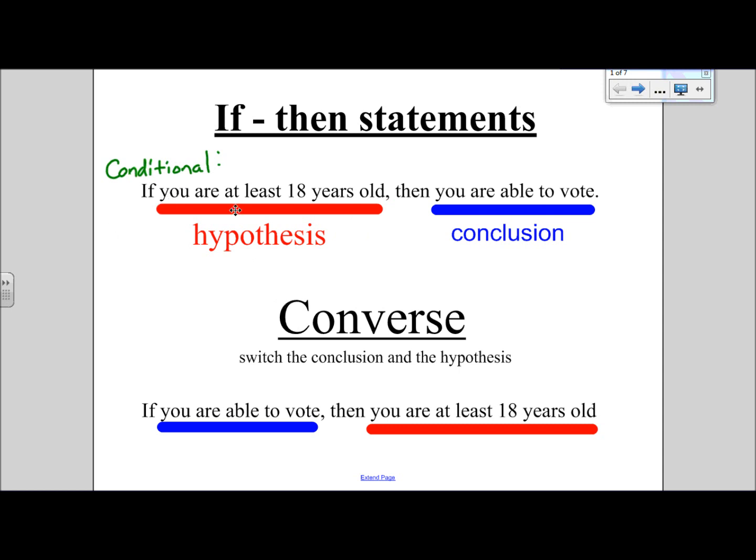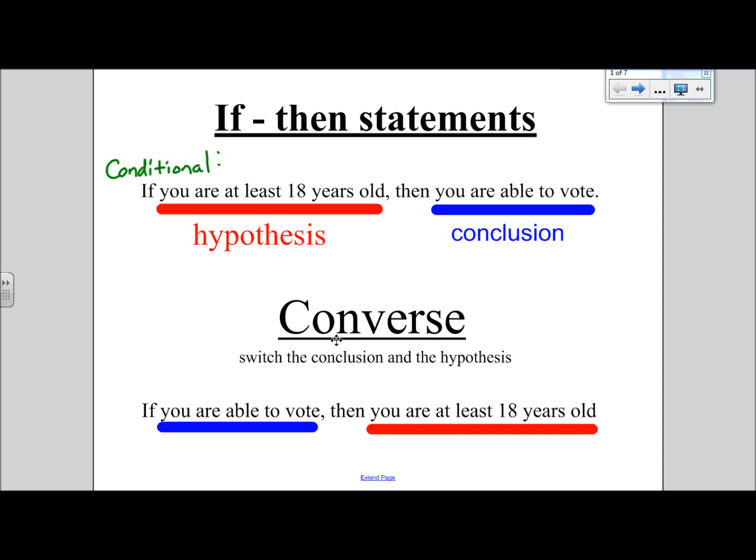So let's look at this. If you are at least 18 years old, then you're able to vote. Is that a true statement? Well, actually, in the United States, it's not. There's conditions that if you're not a U.S. citizen or if you're a convict, things like that, you actually can't vote. So this is not a true conditional.